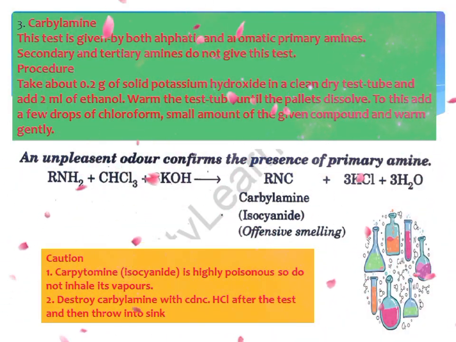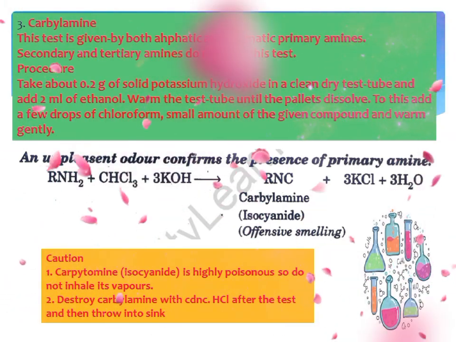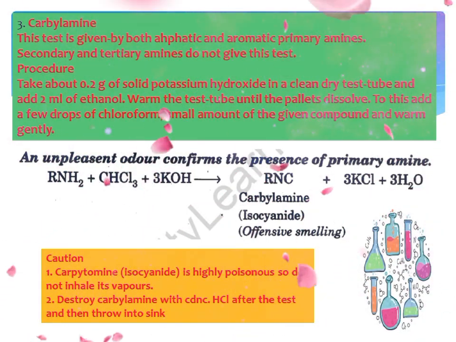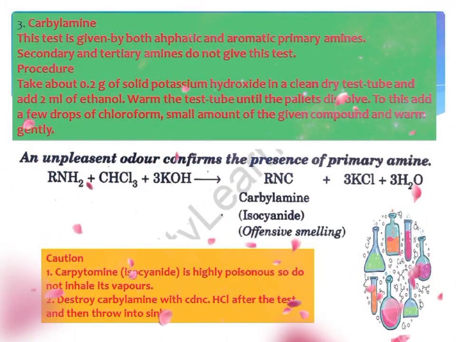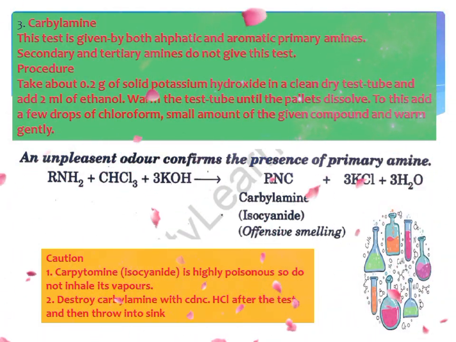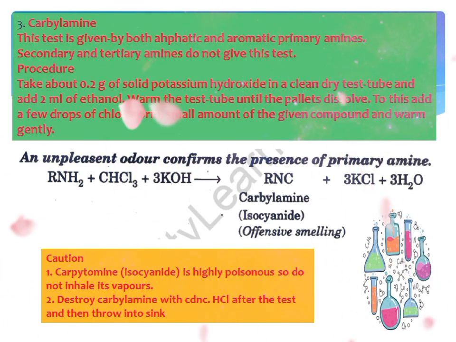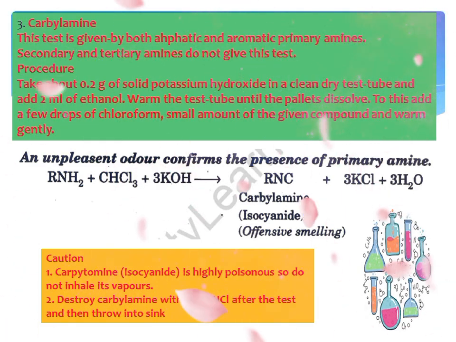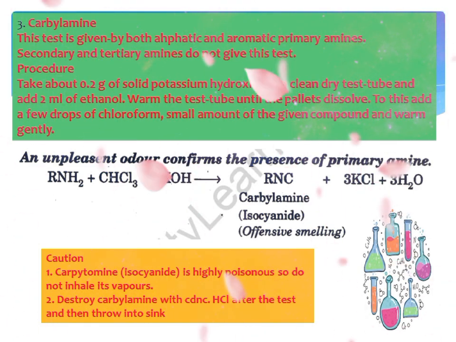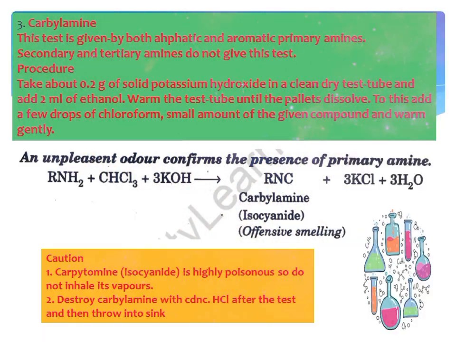This is highly poisonous, so you do not inhale its vapors. Secondly, you have to destroy the carbylamine with concentrated HCl after the test has been done, and then throw it into the sink. This test, given by primary amines, is confirmed by the unpleasant odor, but secondary and tertiary amines fail to do so. So this is one of the authentic tests to identify primary amines.